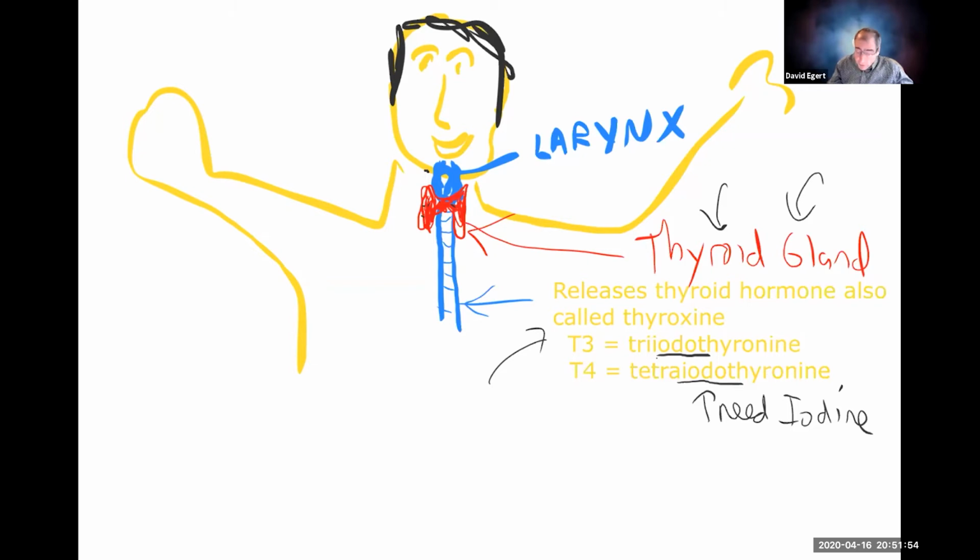Thyroid gland also releases one other hormone. Calcitonin helps you absorb and store calcium.